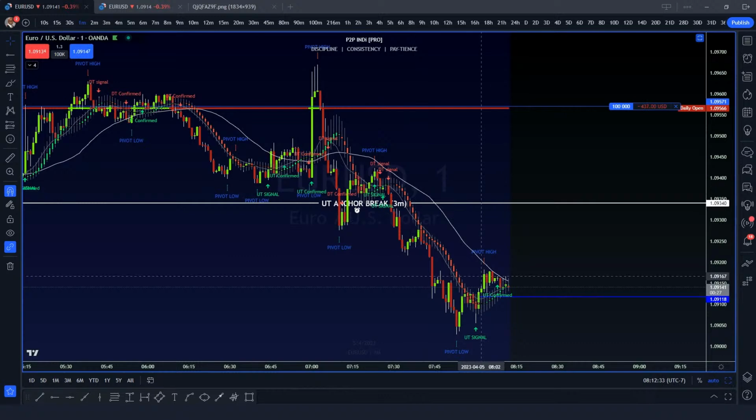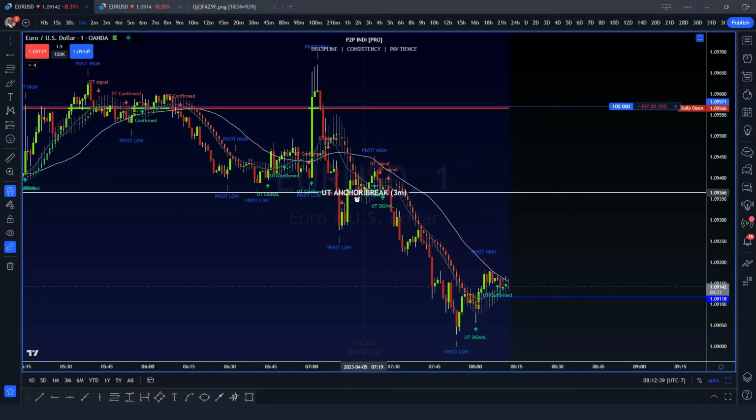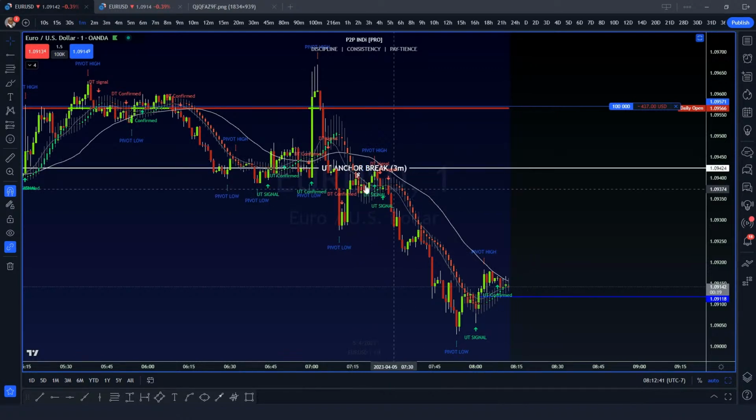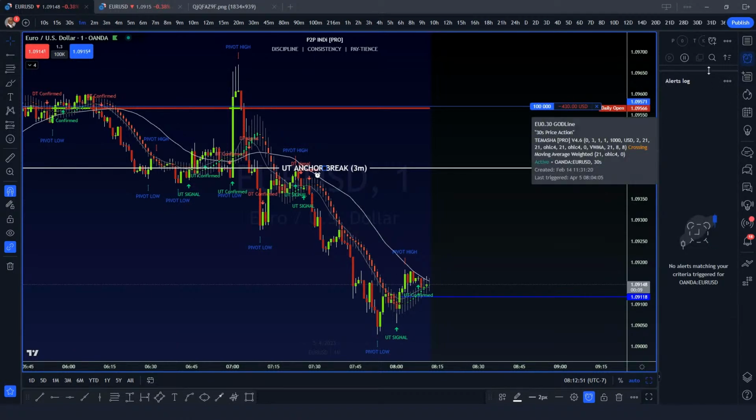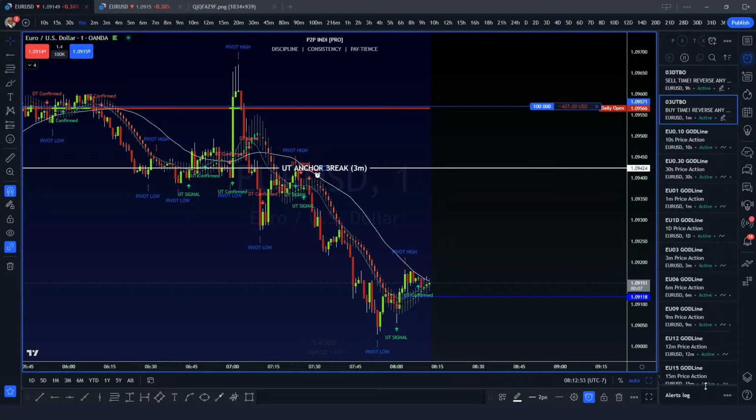All right, so this pivot low here is connected to this pivot high. So what I'm going to do is I'm going to put my uptrend breakout line here. As you guys can see, I already have it pre-programmed with an alert. That alert pops up over here. You can see I have many of them. Let me go ahead and erase these here. That's the alerts log, but these are the actual alerts that I created.